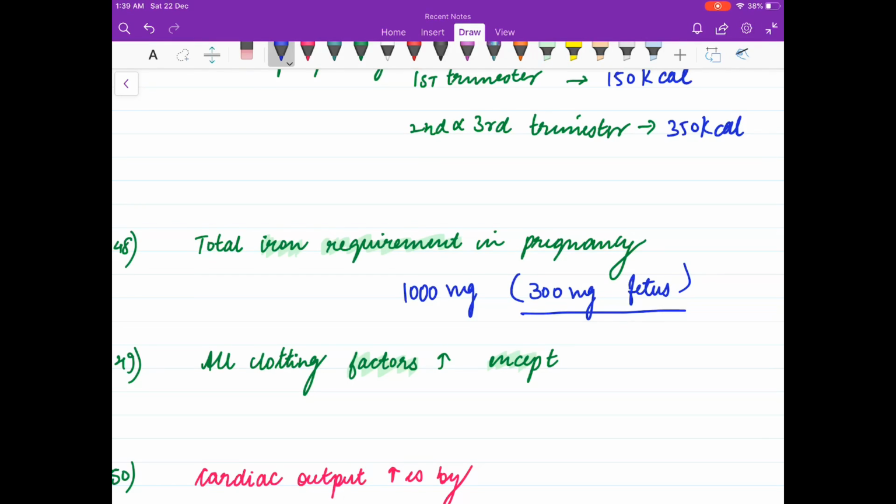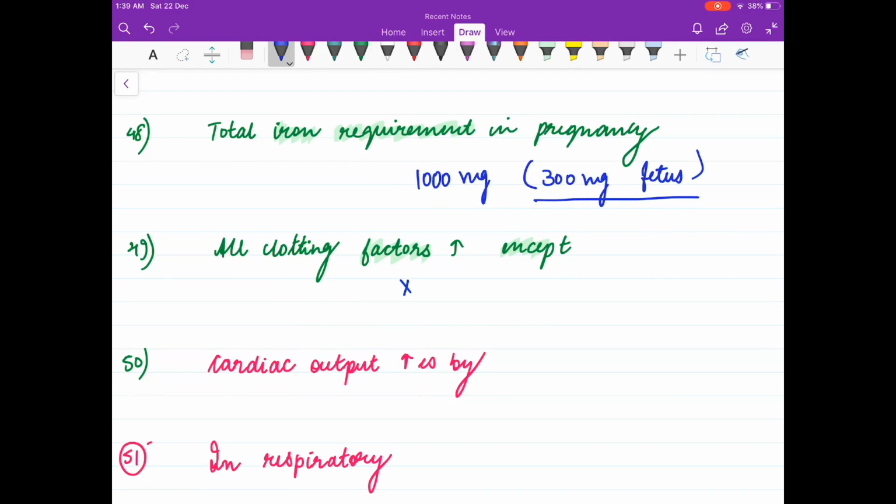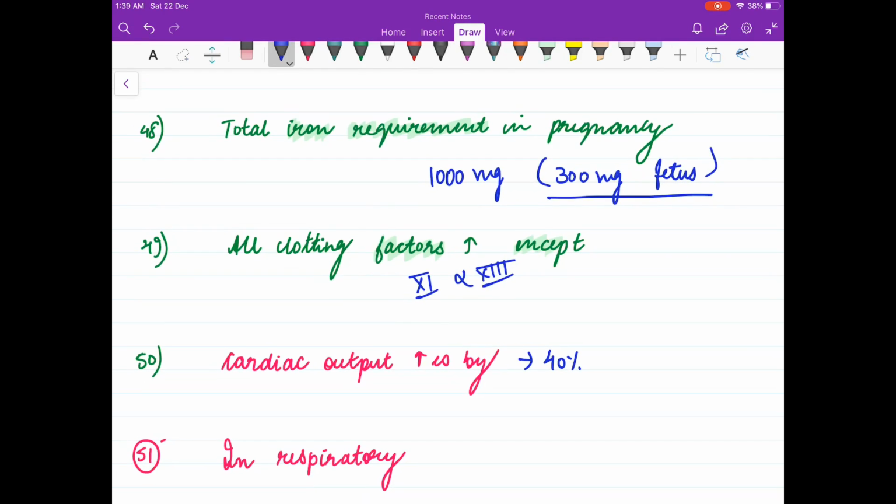And all clotting factors increase in pregnancy except 11 and 13. Cardiac output increases by 40% in pregnancy. Plasma volume increases by 40% in pregnancy. RBCs increase by 20% in pregnancy.